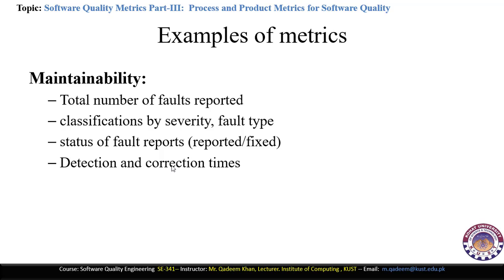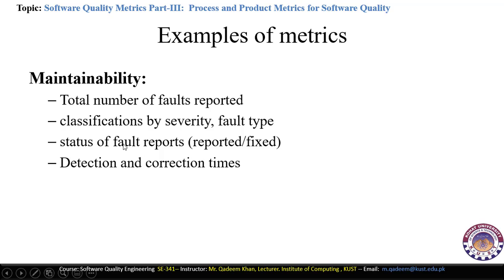Maintainability metrics include the total number of faults reported during the maintenance of the software. Classification by severity fault types: all these faults are very severe, medium severe, or low severe, which indicates the strength of the fault. That is identified here. Status of the fault reports: whether reported faults are fixed.